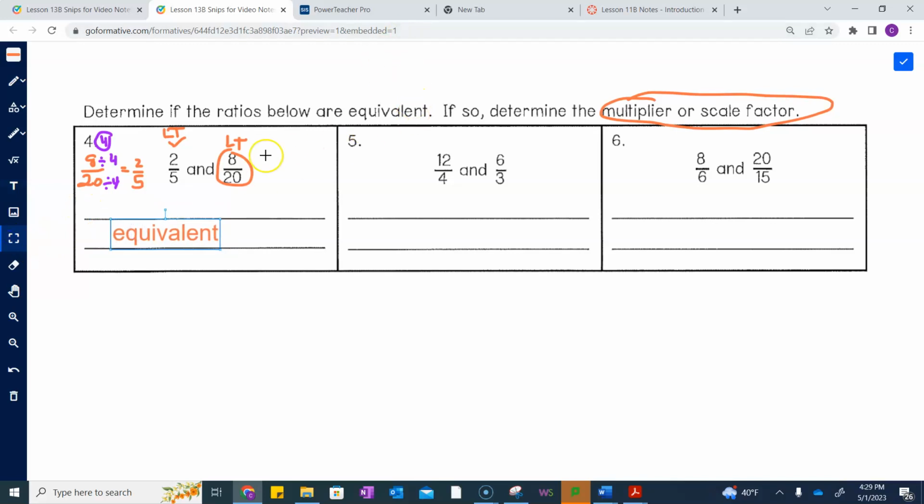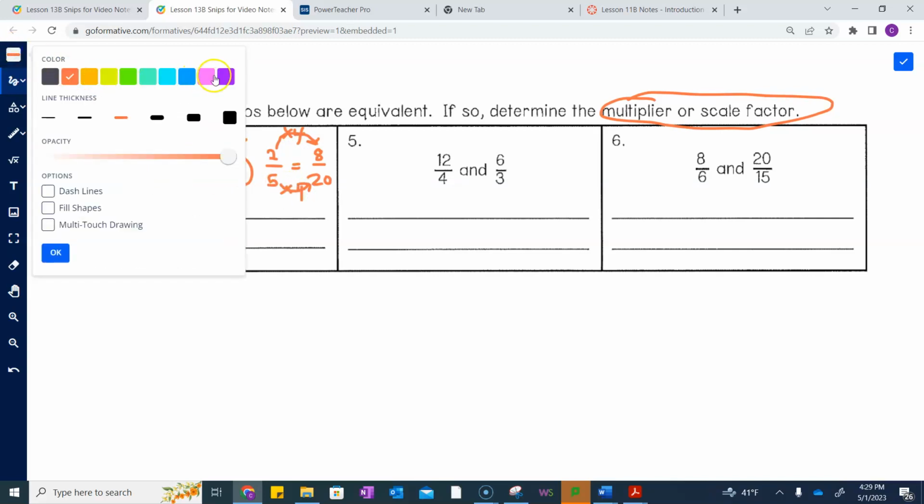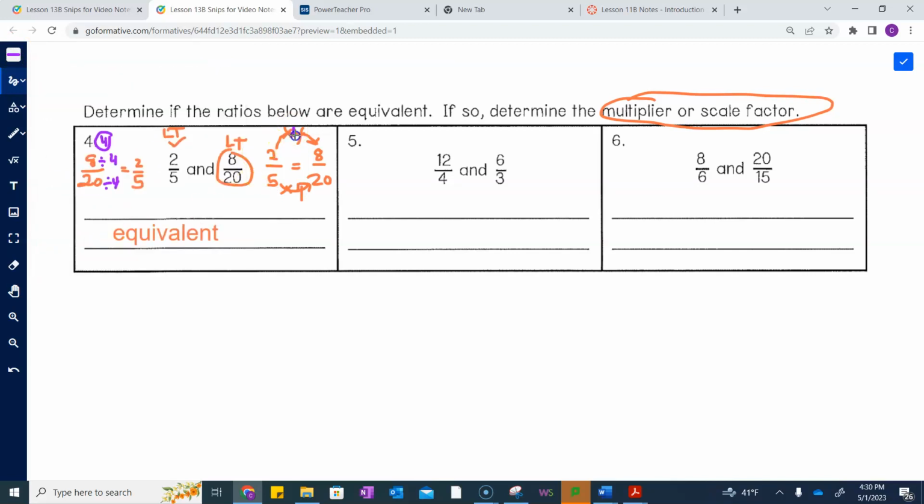So the next step, once we decide if they are equivalent or not, is to determine the multiplier or the scale factor. So to determine that multiplier or scale factor, I'm just going to write these two next to each other with the equal sign in between. And I'm going to look to see, hey, if I want to multiply something to 2 to get 8, what would that be? Well, it would be 4. And that's what I would also multiply to the bottom to get 20, which is 4. What we do to the top and the bottom, they have to match.